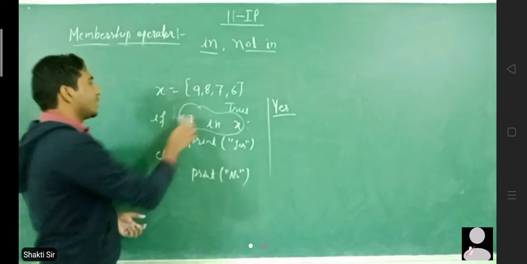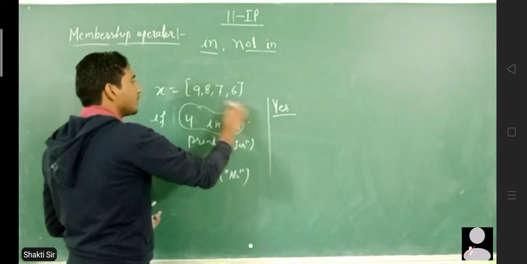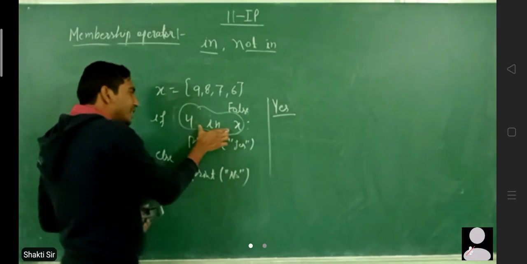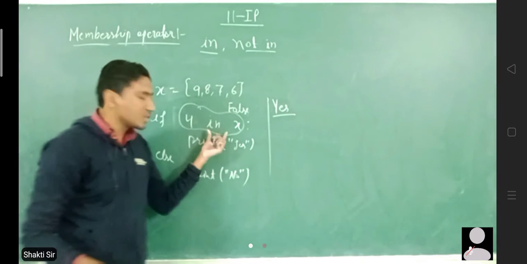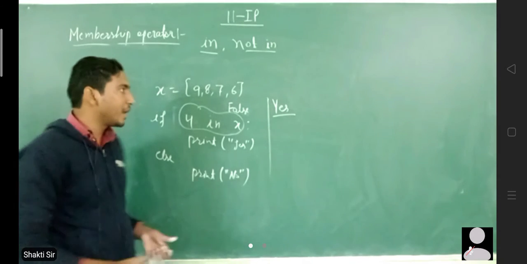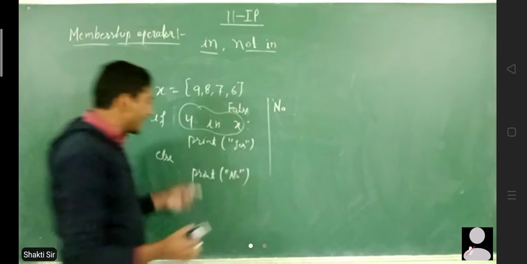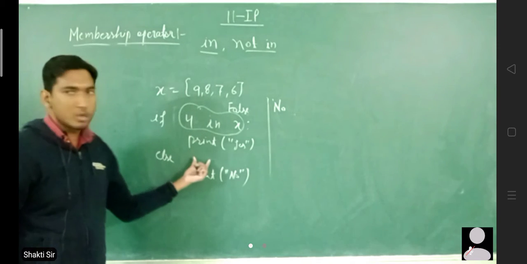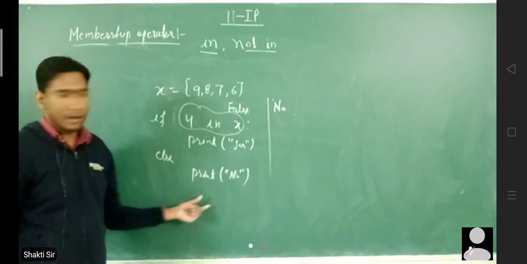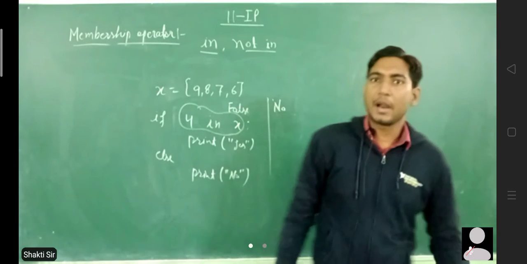And suppose instead of 7, if I use 4 here, then the output of this expression will become false. And if this condition is false, that means I will come out to the else statement, and the else block will be executed, and my answer will be no. Because there is no condition here, so I need not check any condition, and because this condition is false, definitely I will go into this block, and no will be printed here. Okay? So basically this is how an in operator and a not in operator work.